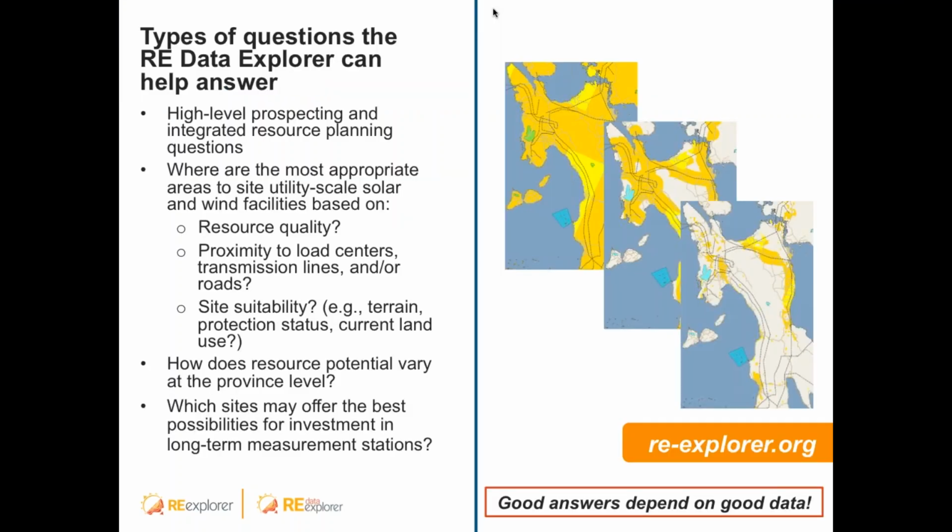The kinds of questions that the RE Data Explorer can help answer are things like high-level prospecting and integrated resource planning questions, and questions like where are the most appropriate areas to site utility-scale solar and wind facilities based on resource quality, proximity to load centers, transmission lines or roads, and site sustainability, like terrain, protection status, and current land use. We can also help you answer how resource potential varies at the province level and help you identify which sites may offer the best possibilities for investment in long-term measurement stations.